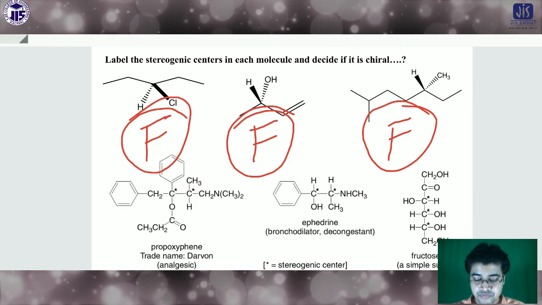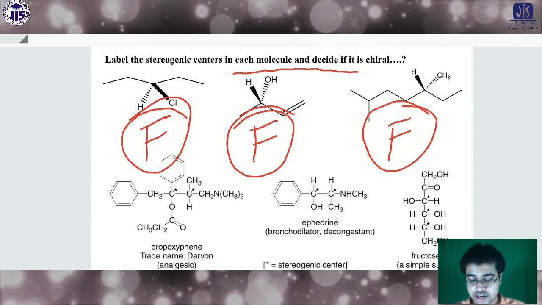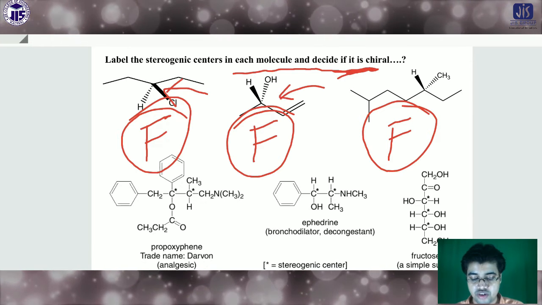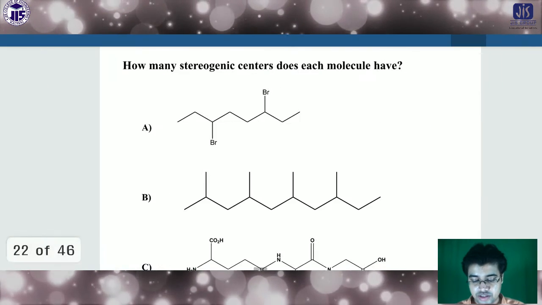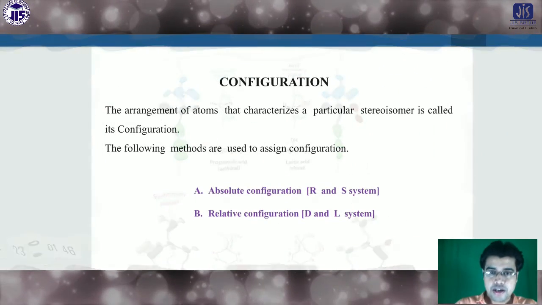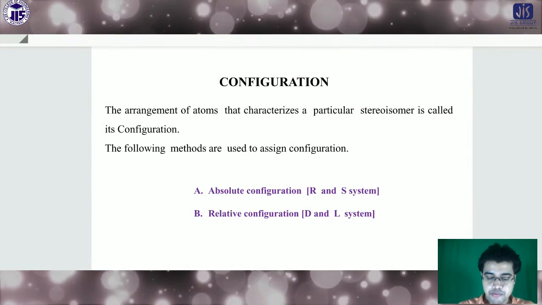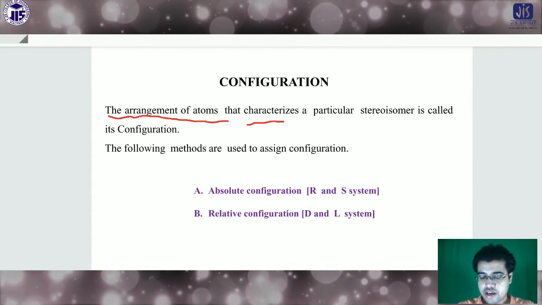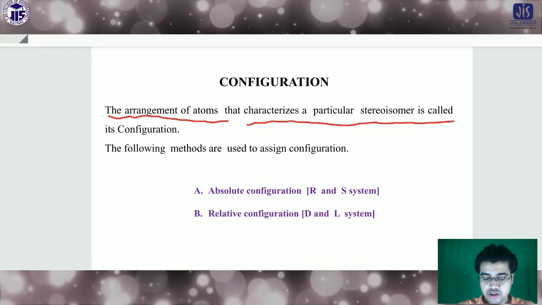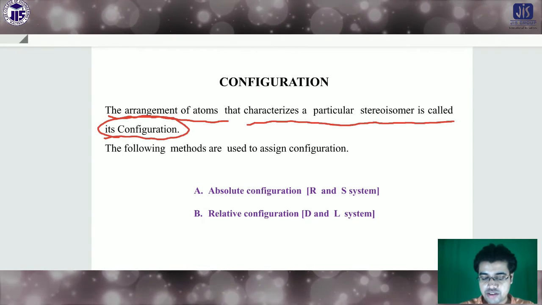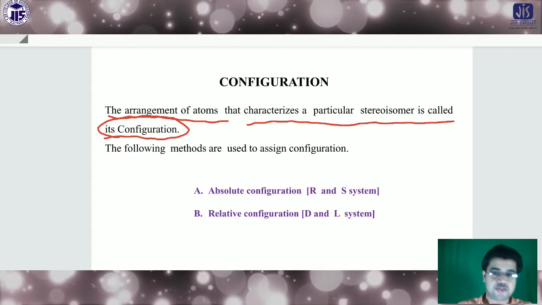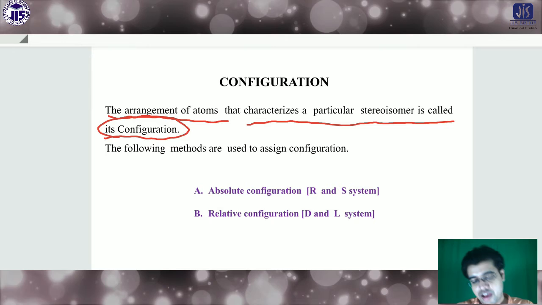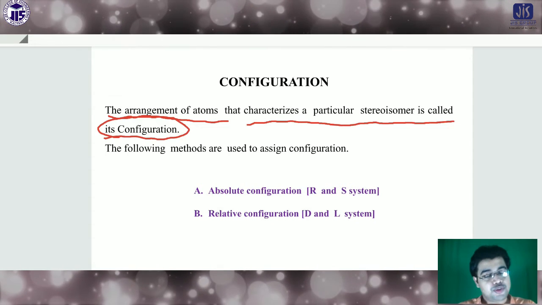Here it is written: label the stereogenic centers in each molecule and decide if it is chiral or not. If there are different groups, then all of these are chiral carbons. Now, what is the meaning of configuration? This is very important. Configuration is the arrangement of the atoms that characterizes a particular stereoisomer. We call this the configuration.